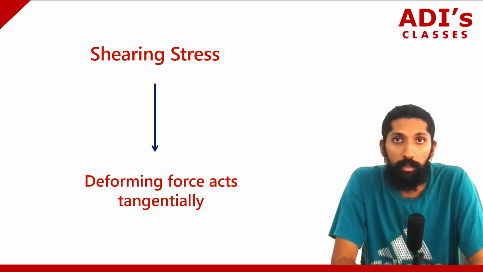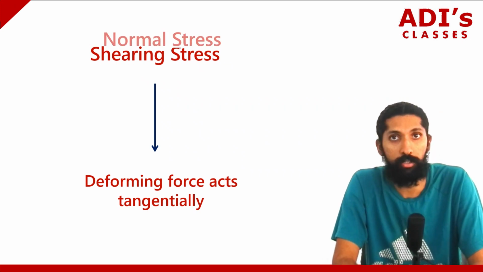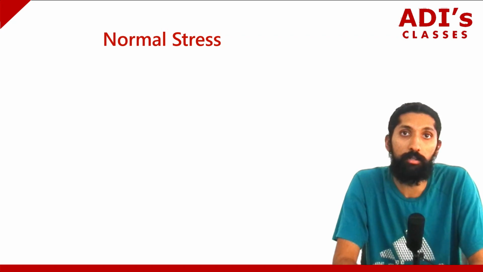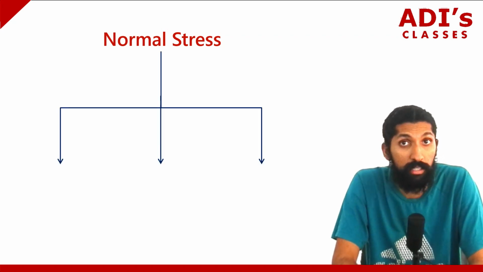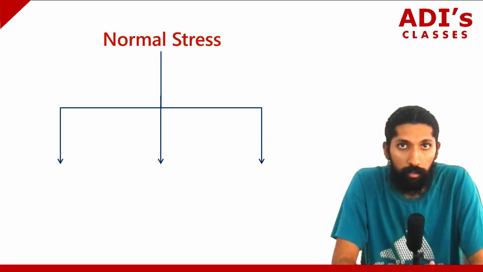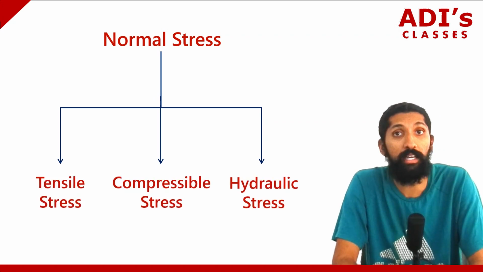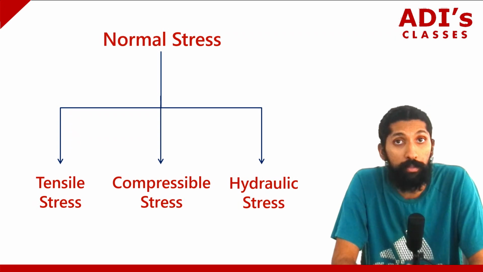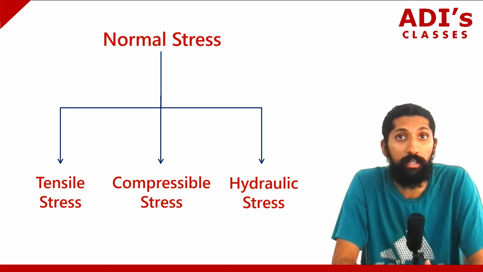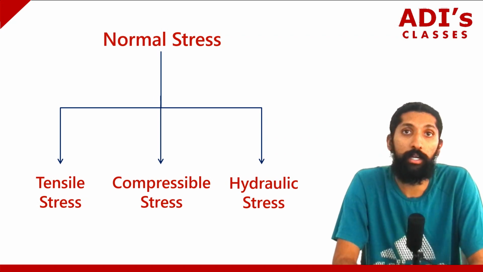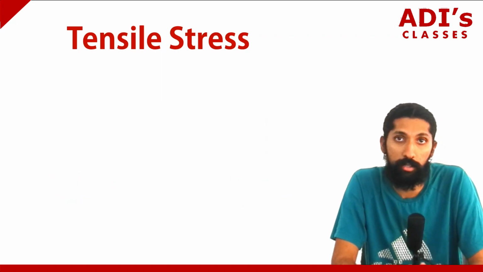Now let's look at normal stress. Normal stress is also divided into different categories, three in particular. The first one is called tensile stress. The second one is compressible stress. The third one is hydraulic stress. Now let's look at what is tensile stress.